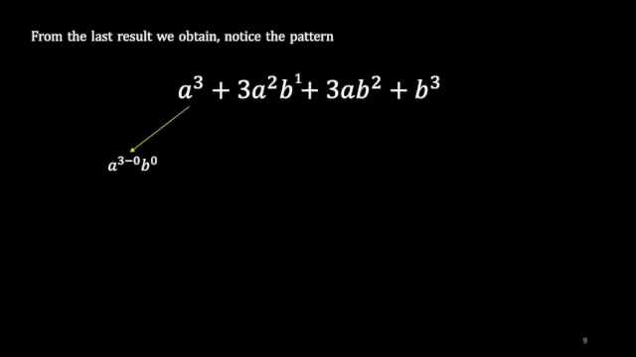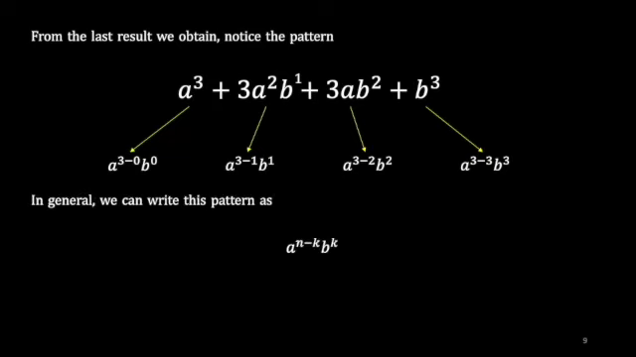Now, check natin yung first term. Ang first term ay pwede nating isulat as a raised to 3 minus 0 times b raised to 0. Second term, a raised to 3 minus 1 times b raised to 1. Third term, a raised to 3 minus 2 times b raised to 2, b cube. Yung last term, a cube minus 3 times b raised to 3. In general, we can write this pattern as a raised to n minus k times b raised to k. At ito, yung pattern na ma-observe natin in terms of exponents.